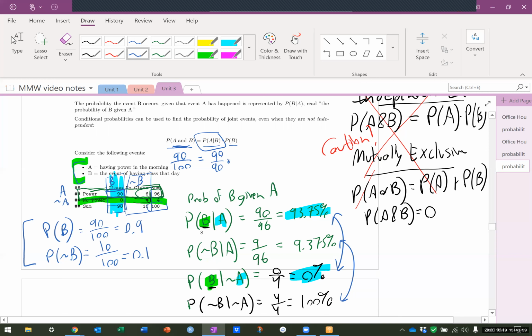And the probability of B occurring was 90 out of 100. So this formula checks out in all these different cases. You could rearrange A and B, and that's how conditional formulas work.